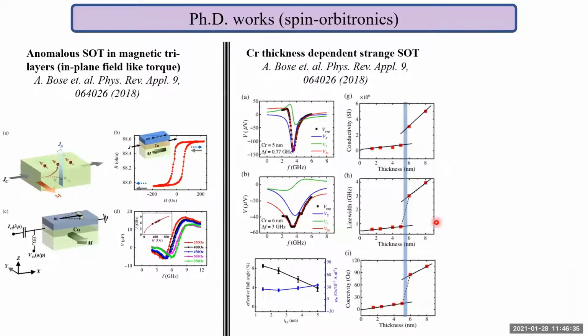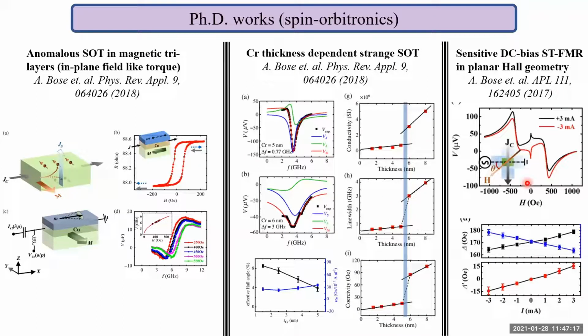So we did experiments in a chromium-based system where we found that the thickness of chromium plays a very important role, and there was some transition as we change the chromium thickness, probably some phase transition. Chromium becomes very highly resistive, and in the high resistive phase, it produces very large damping-like torques. Chromium also has some antiferromagnetism, so we could not quantify at that time whether antiferromagnetism was related to this or not, but that was a good question.